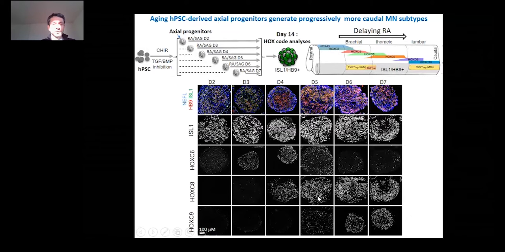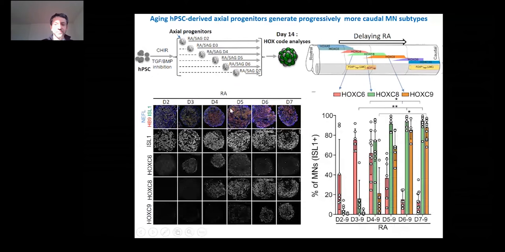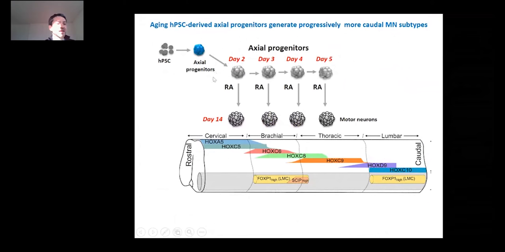So these results show that these progenitors are bona fide axial progenitors and able to generate progenies of distinct rostrocaudal identity, and that they undergo a temporal shift in rostrocaudal potential to generate more caudal cell types.